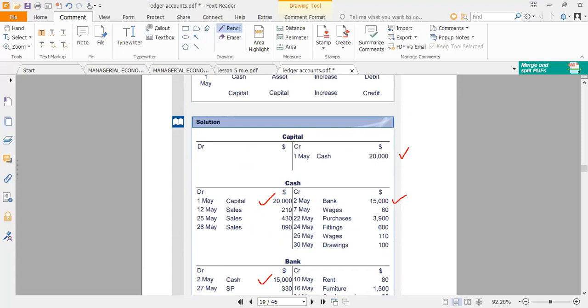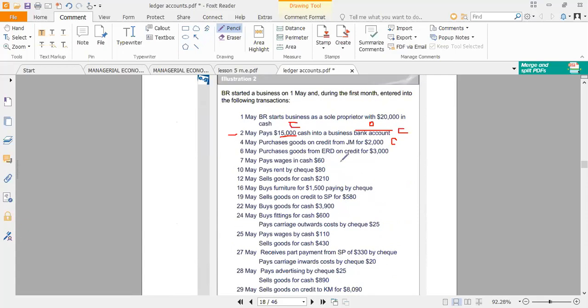Is that clear? Yeah, so in short, it's the same company, but the money is too much at the till. We're just depositing it into the bank account, into our bank account. So the cash is giving out and the bank account is receiving. May 4, purchased goods on credit from JM, 2000.